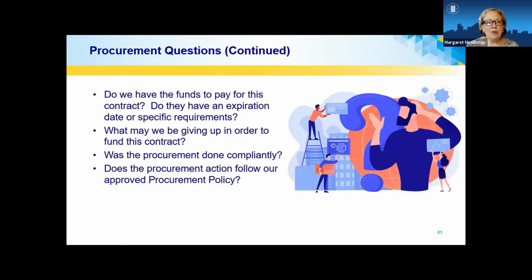So there's just a number of ways that you can look at procurement and look at your contracts and see if there are opportunities for financial savings. And with that, I'll turn it back to Ron to finish us out with audits.